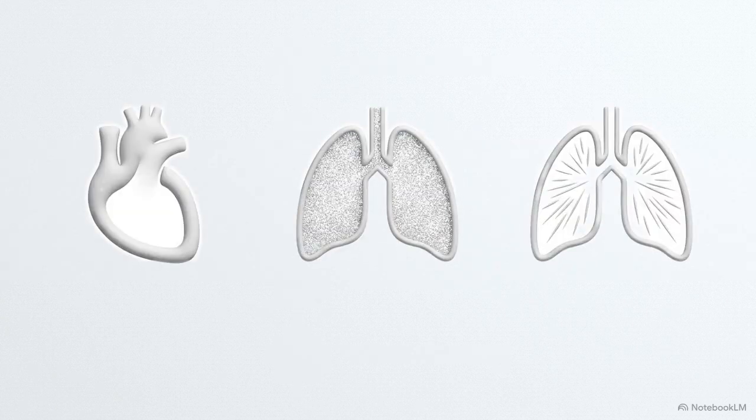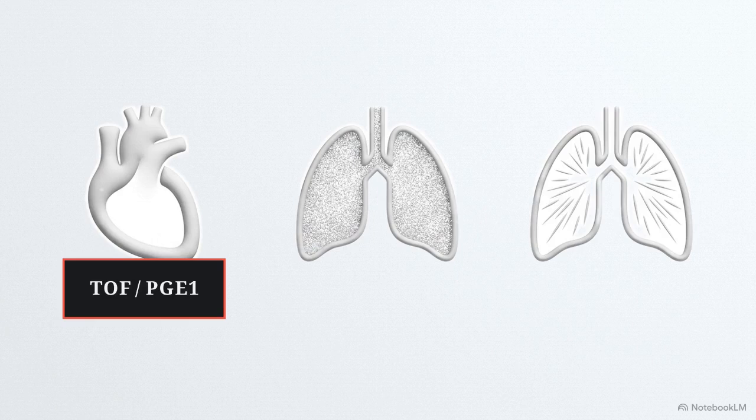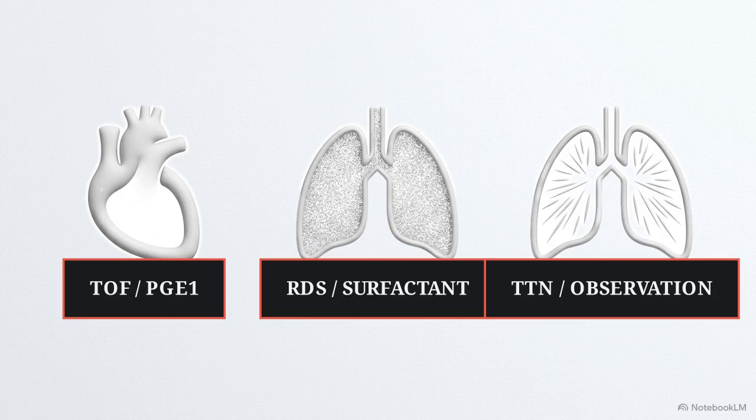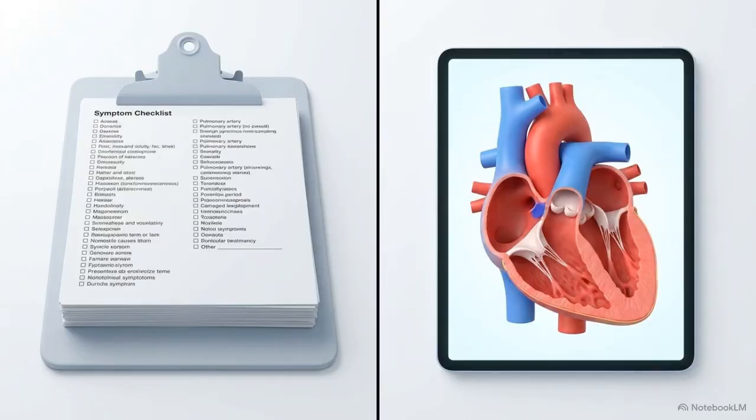Let's test your visual pattern recognition. We have 3 unlabeled silhouettes: a boot-shaped heart, a ground glass lung field, and perihilar streaking. The boot indicates tetralogy of Fallot, where severe cases need prostaglandins. Ground glass marks respiratory distress syndrome, requiring surfactant. And perihilar streaking is TTN, managed with observation. Identifying the anatomical defect visually is the most reliable way to avoid the trap of overlapping clinical symptoms.